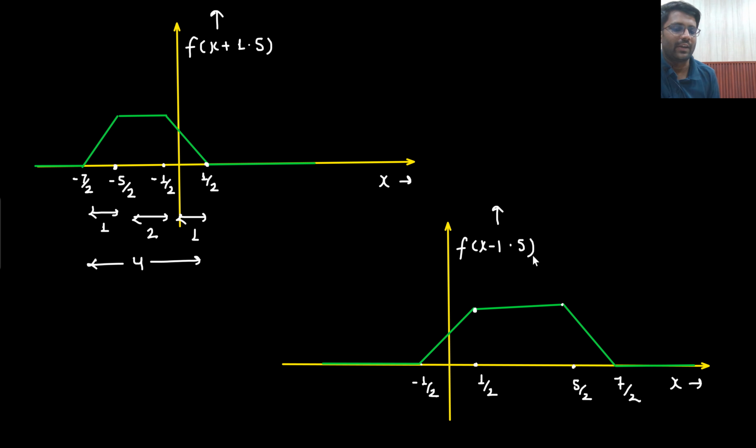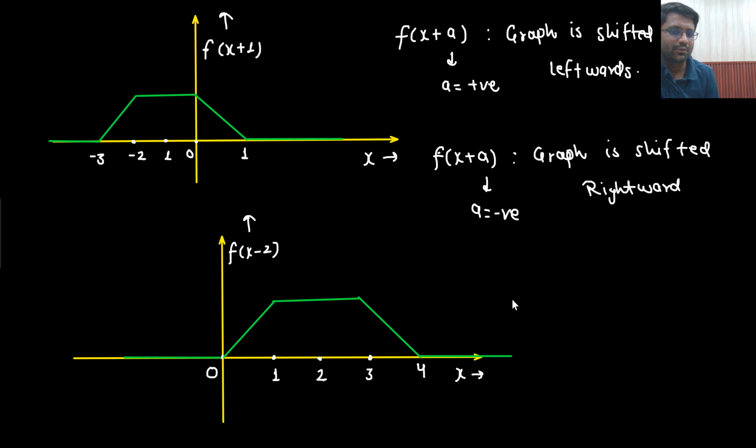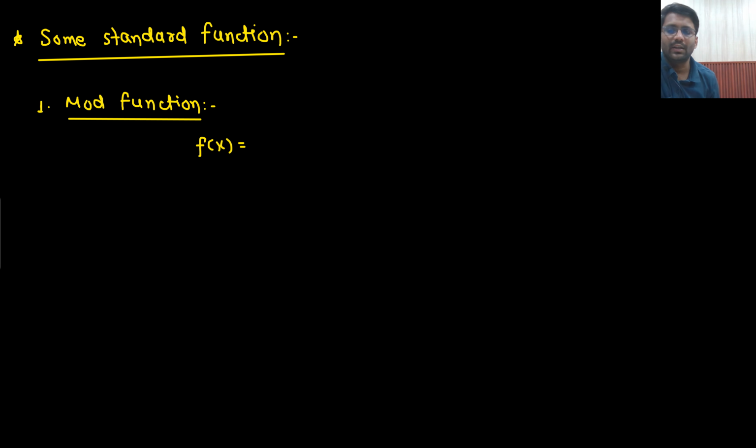So this is the graph of f of x minus 1.5. This is how you can draw the graph of shifting. F of x plus a also you can draw, where a is positive, and where a is negative, that graph also you can draw. So both of the graphs you are able to draw. Understandable? Let's go to the next thing.